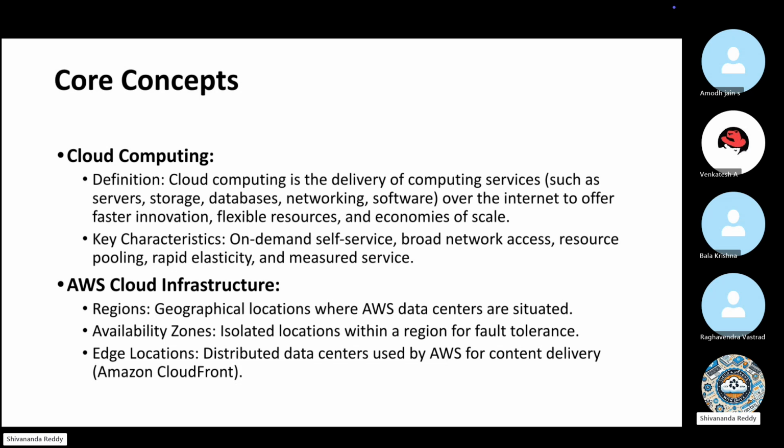Those are the major things, but three important things will be here. Remember, these are very important: regions, availability zones, and edge locations. These three are very familiar words, and they'll ask about them in the interview. Please keep it in mind.